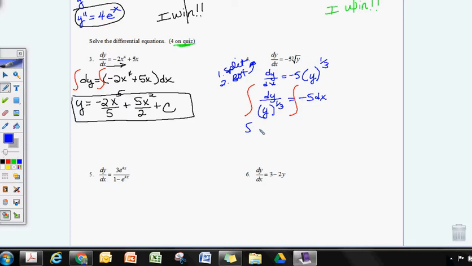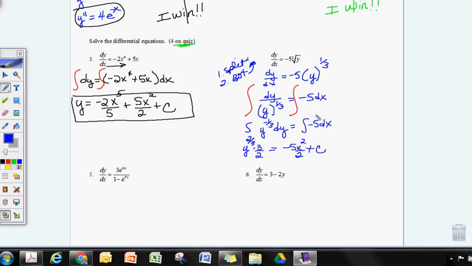So this is the integral of y to the negative 1/3 dy equals the integral of negative 5 dx. I can now power these up. When I add 1 to that, it becomes y to the positive 2/3 power, which means I'm multiplying by the 3/2. That's going to equal my negative 5, my x's being squared now, dividing by 2, and adding on c.